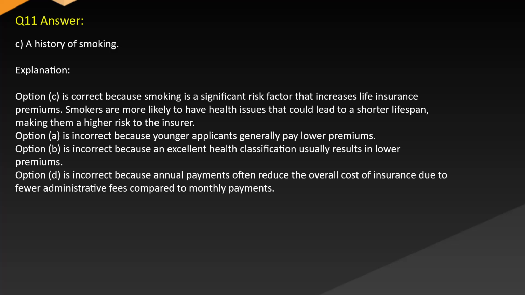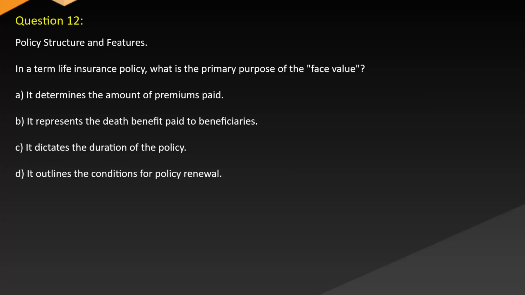Option D is incorrect because annual payments often reduce the overall cost of insurance due to fewer administrative fees compared to monthly payments. Question 12. Policy structure and features. In a term life insurance policy, what is the primary purpose of the face value? A. It determines the amount of premiums paid. B. It represents the death benefit paid to beneficiaries. C. It dictates the duration of the policy. D. It outlines the conditions for policy renewal.